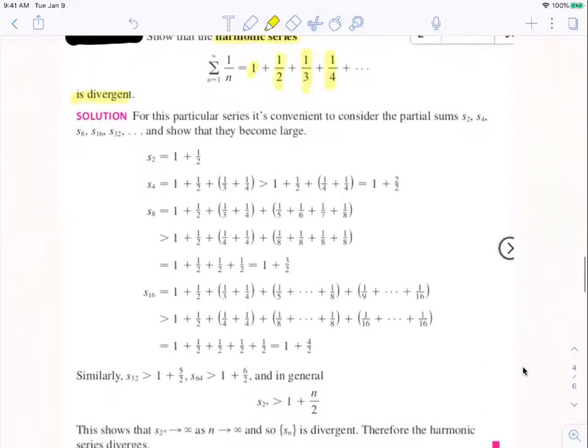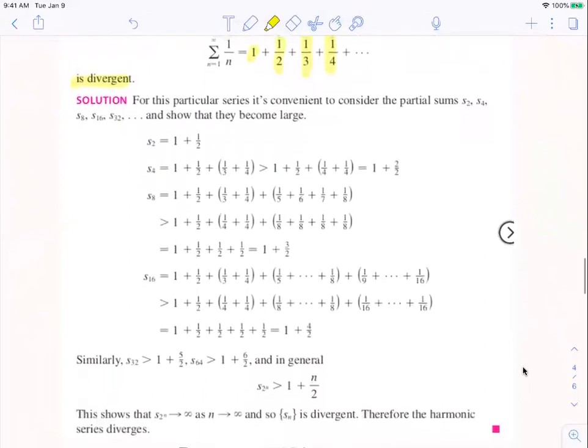It's not my argument. It's from your book, where the author credits, I can almost remember, it's French. I don't know how to say the name. It's like Oresme or something like that. You can look in your text.